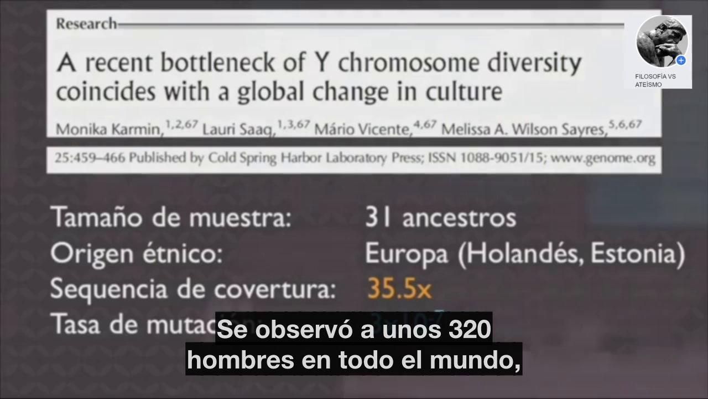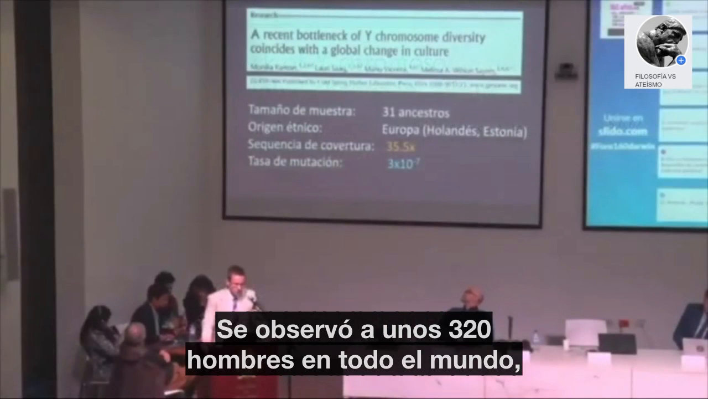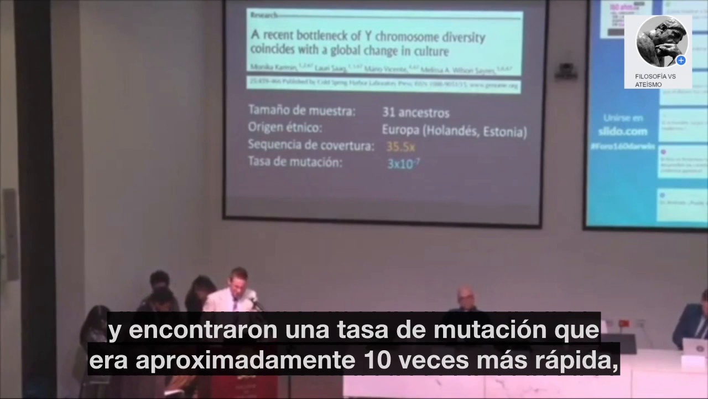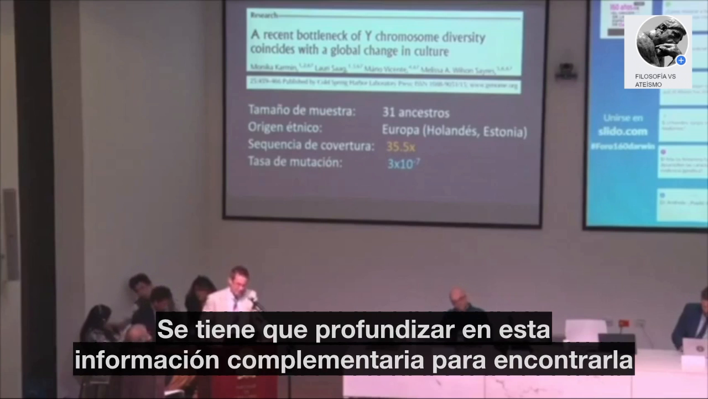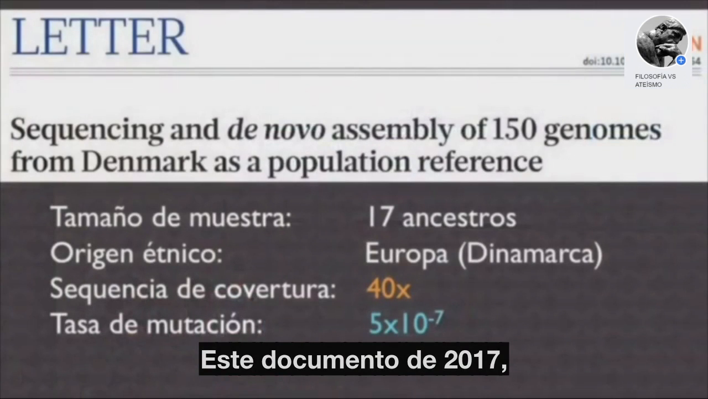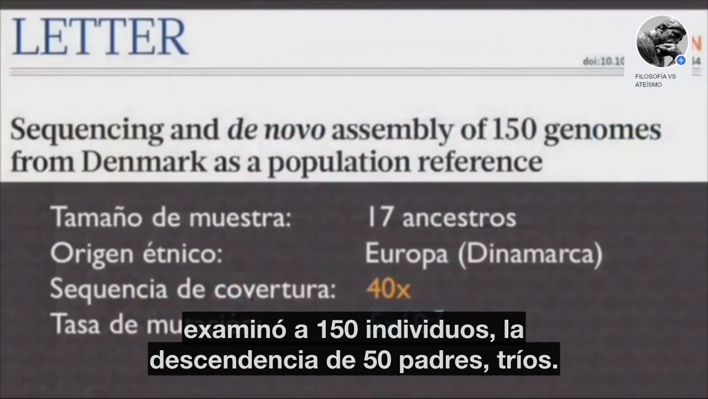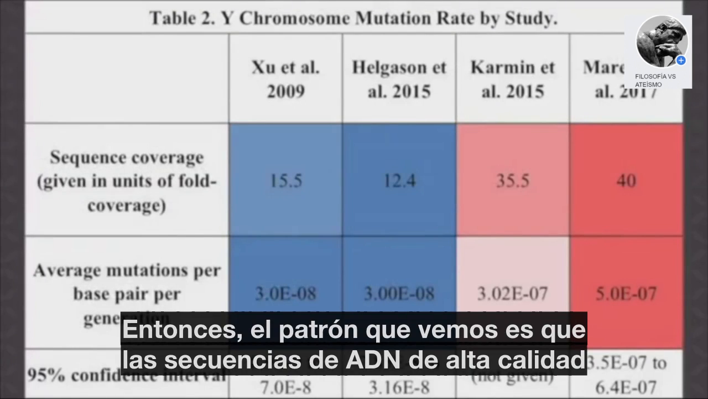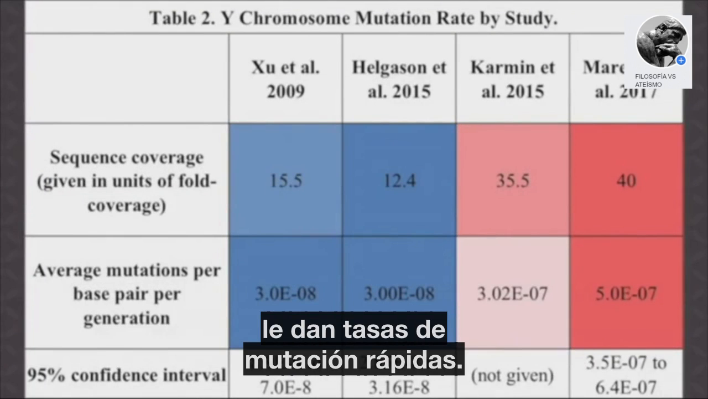This looked at 320 or so men around the globe. As a control for this experiment, they looked at 31 pedigrees, and they found a mutation rate that was about 10 times faster. You have to really dig into the supplemental information to find it. This paper in Nature from 2017 looked at 150 individuals, 50 parent-parent offspring trios. Again, it's high-quality sequence, and they found, again, a mutation rate that's about 10 times faster. So the pattern that we see is high-quality DNA sequences give you fast mutation rates.